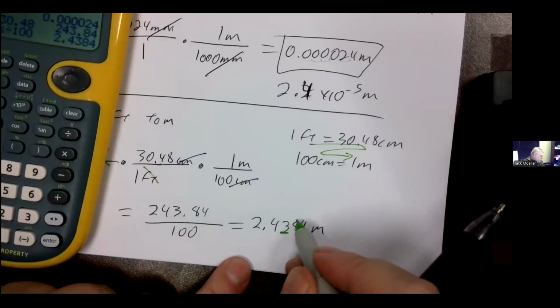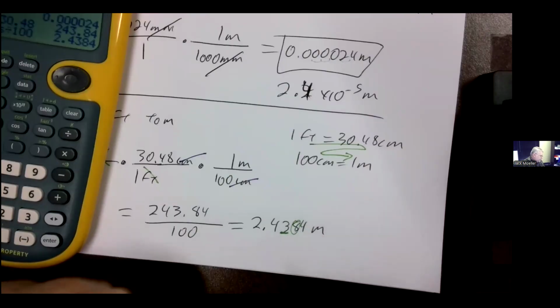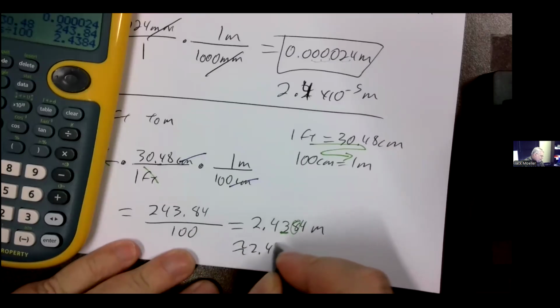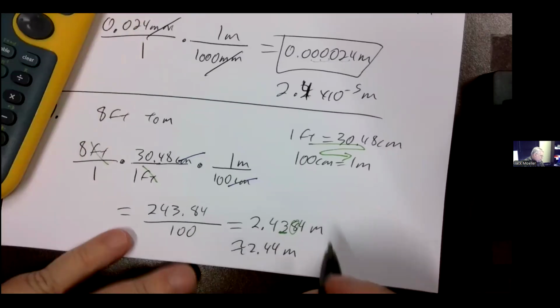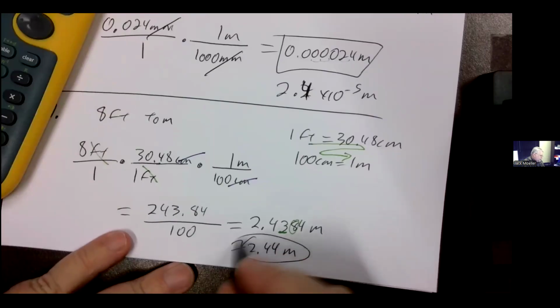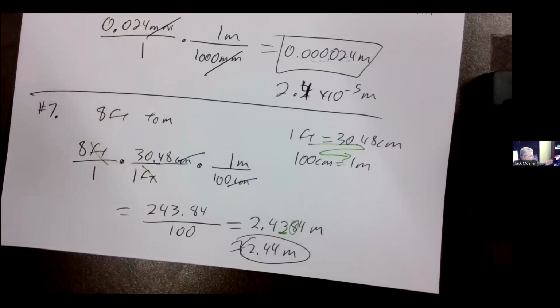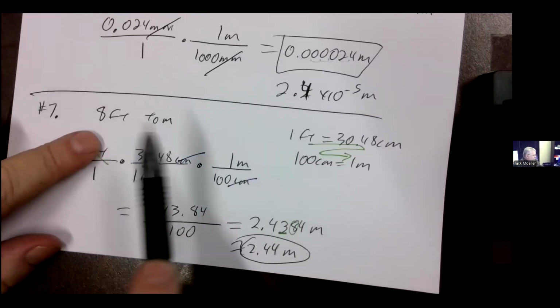All right, so that 3 is what we're trying to round. 8 says we round up. So that would be 2.44 meters. So 8 feet is approximately 2.44 meters. All right, so that is a good solid 2-step conversion. We don't have a direct conversion from feet to meters.